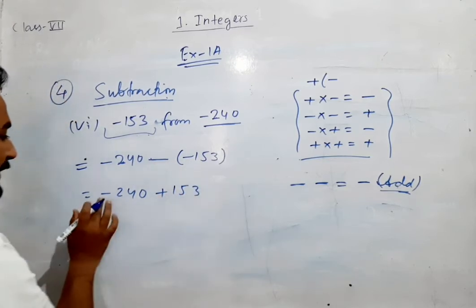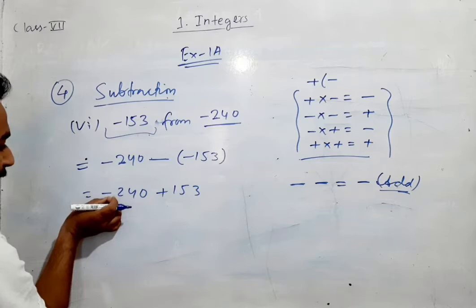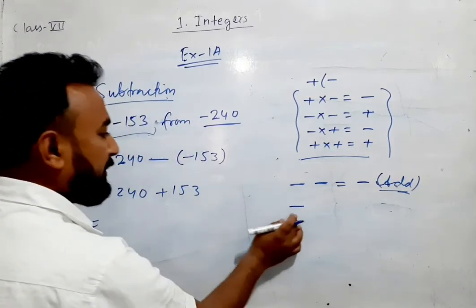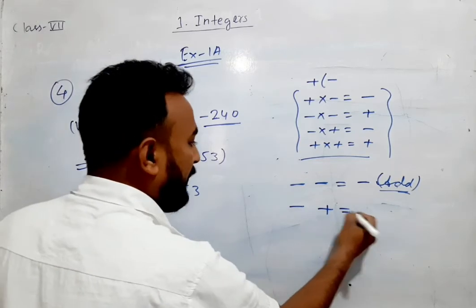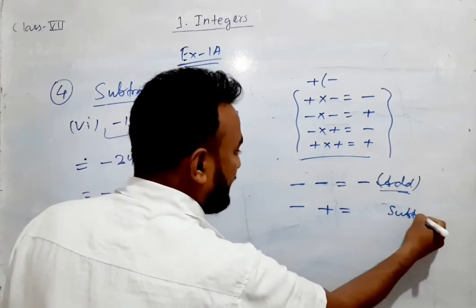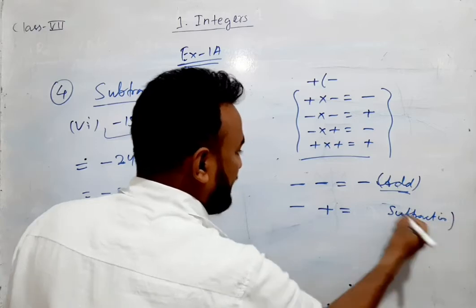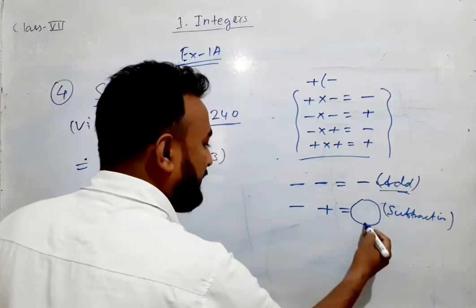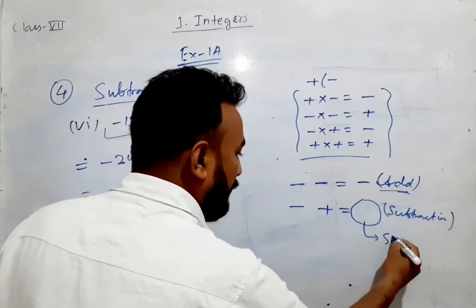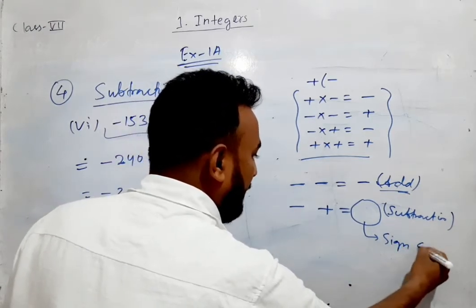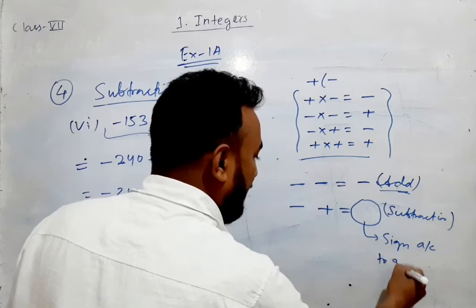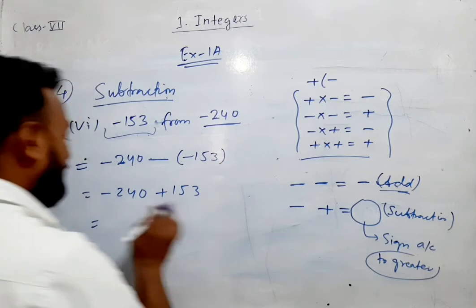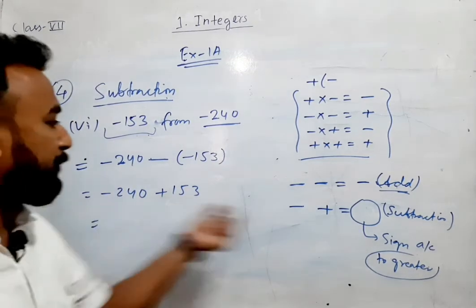So now let's see. If you have given one number in minus and one number in plus, you have to perform what? Subtraction. यहाँ पे आपको क्या करना है? माइनस करना है. And you have to put the sign. What is the sign? The sign according to the greater number. Which number is greater? See the sign of that number and put the sign here.